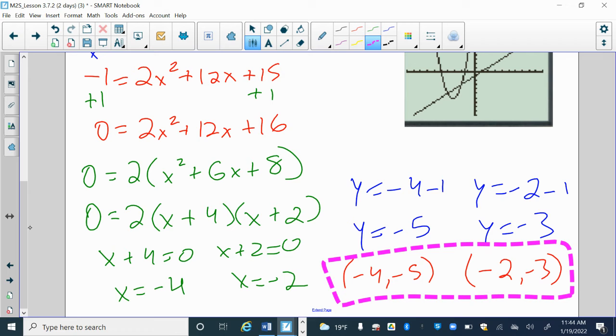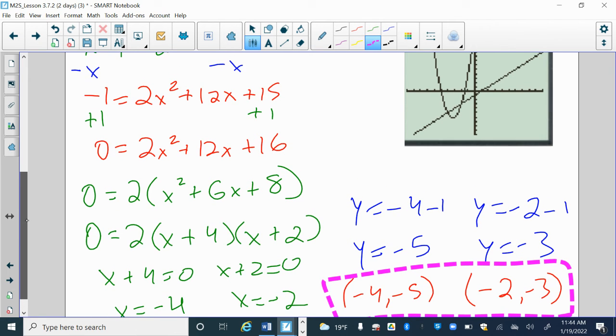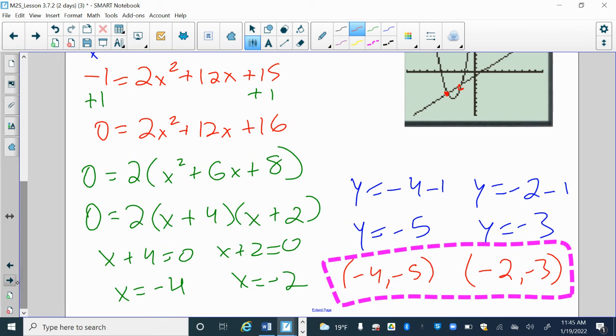I put the graph here as a reference where we can confirm we have this line and this parabola as our original functions. Here are our two intersection points: negative 4, negative 5, and negative 2, negative 3. We can keep going. Let's try another one.